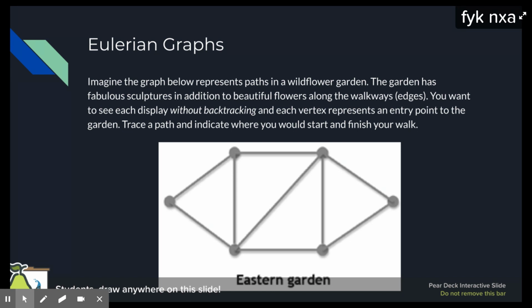Okay, it is possible this time. This one is possible, so I want to see if you guys can figure this one out, and then we'll go over the correct answer. Find a way to start at any one of those entry points, any vertex, and trace a way to go through every edge exactly one time. And then make sure you put in where you started and where you finished. Put a little star or put start and finish or S and F.